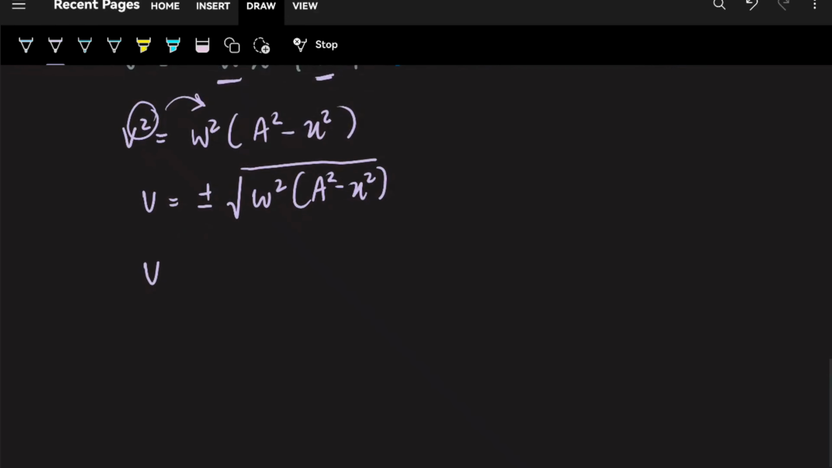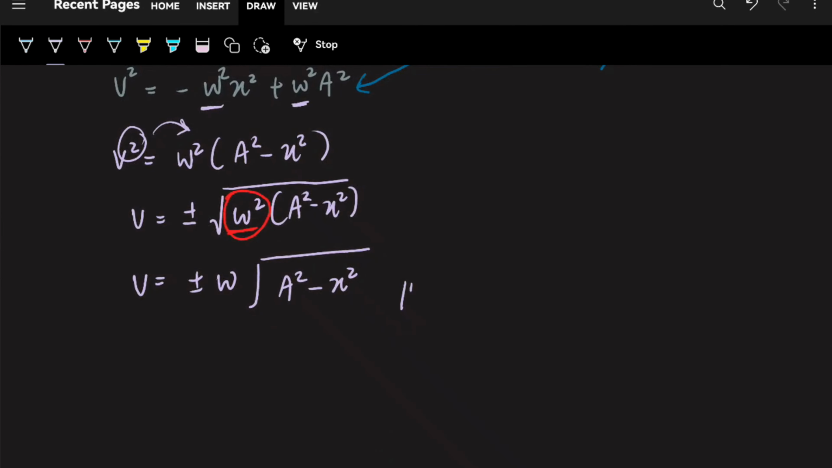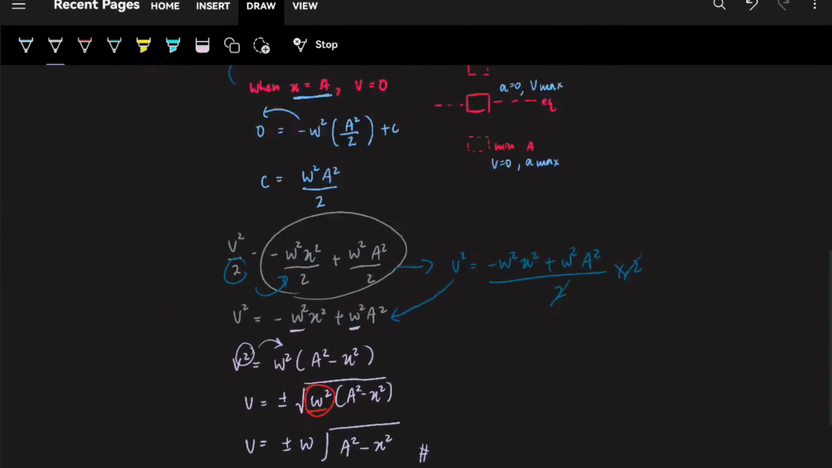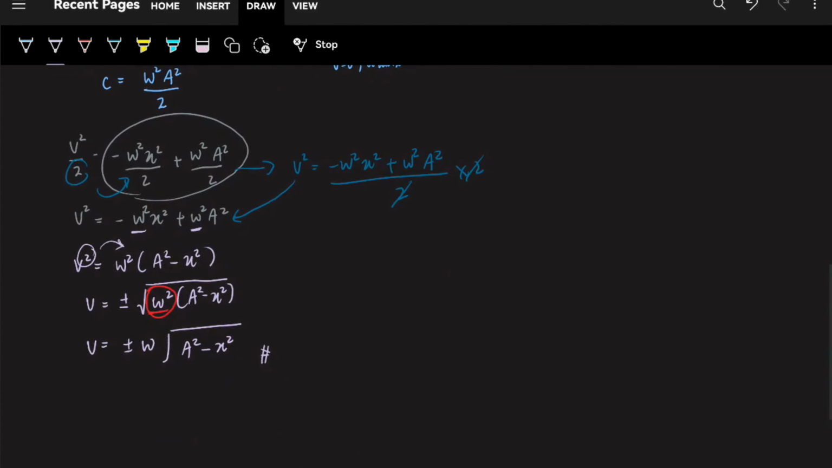Then this one can be simplified further. Square root of something squared is going to get back the value. So in this case, you're going to get back omega. So you'll get plus minus omega square root of a square minus x square. And this is your final answer. Did we get back? Yep, we got back this. So that is basically how you derive the function. If you realize, it's actually a very simple way to derive the function.